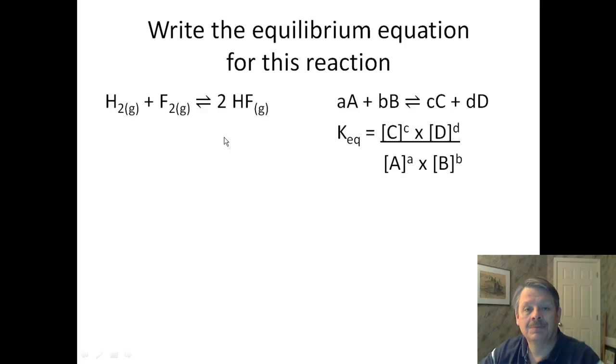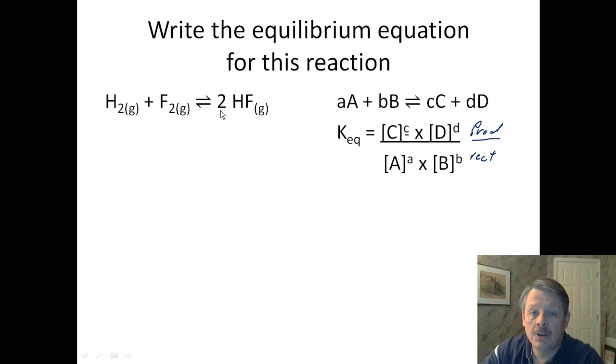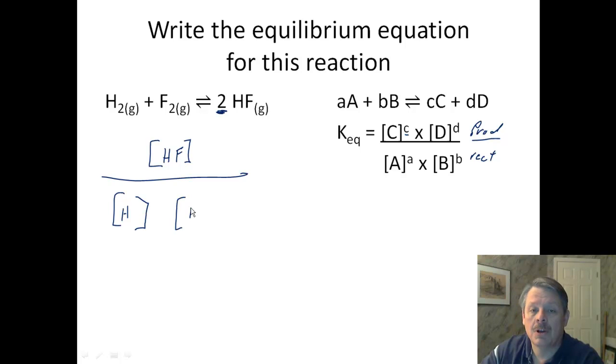Okay. All right. So what we want to do is we want to write the equilibrium equation for this reaction. So again, the thing we always do is products over reactants. So we have products up on top, and we have reactants down at the bottom, and we're looking at these things, our coefficients here. All right. So we have the concentration of the product, which is HF, the concentration of HF, divided by the concentration of H2 times the concentration of F2.